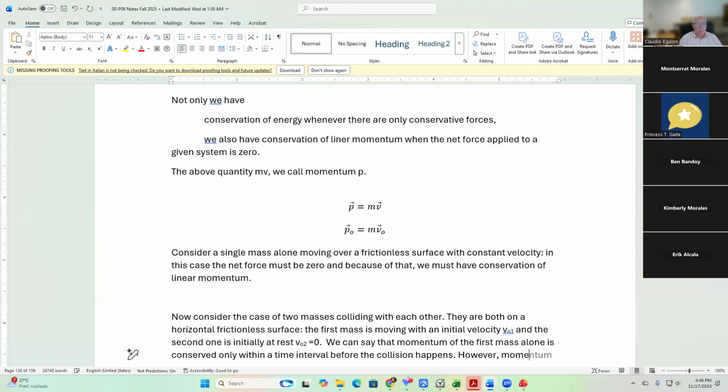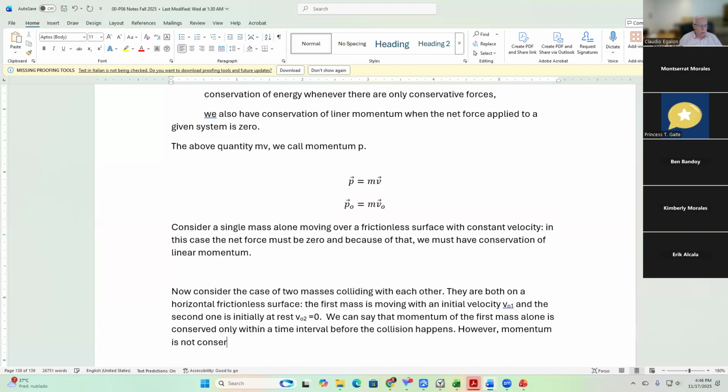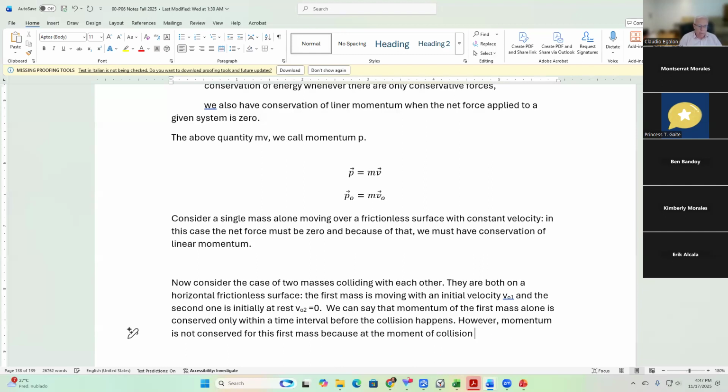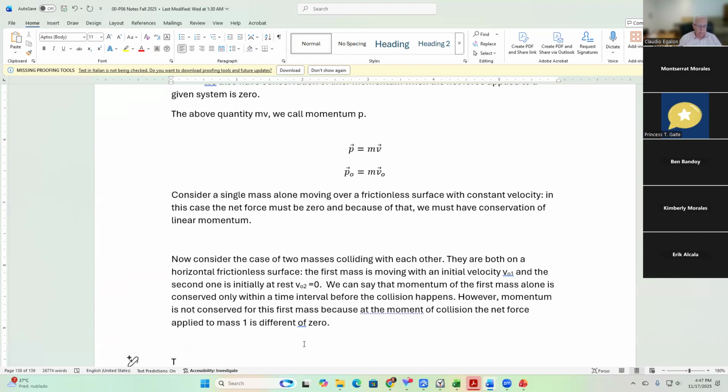However, momentum is not conserved for this first mass after the collision, because at the moment of collision, the net force applied to mass 1 is different from 0, right?